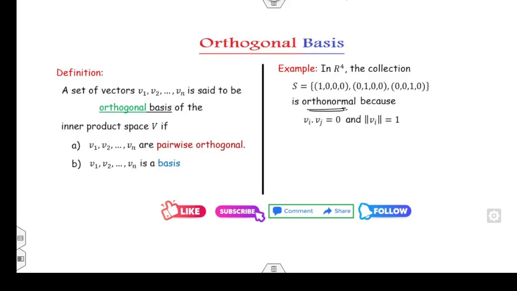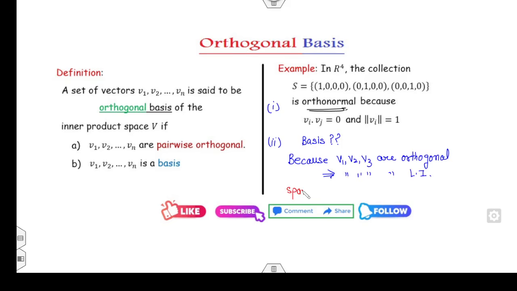Fine. Now, one thing you have to prove. The second is you have to prove whether it's a basis or not. Because the vectors v1, v2, v3 are orthogonal, you can say the vectors v1, v2, v3 are linearly independent (Li). Fine. Now you have to prove whether it forms a span or not.